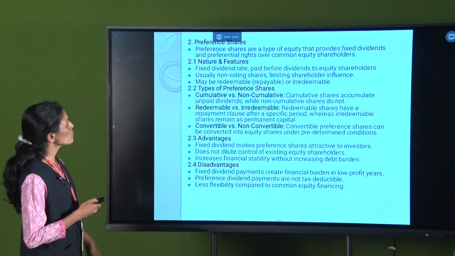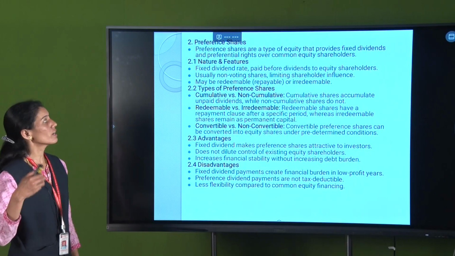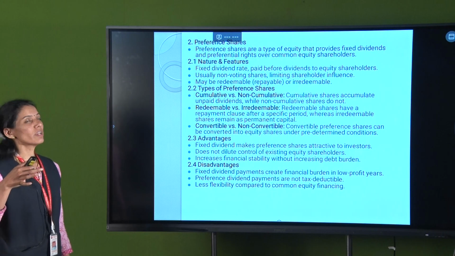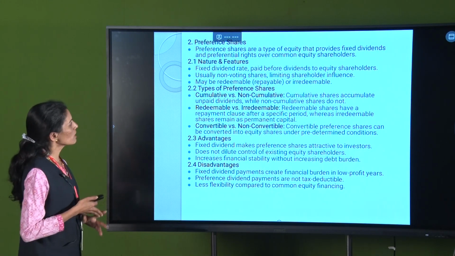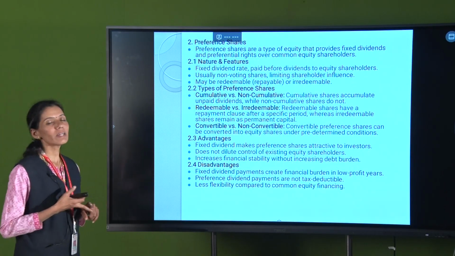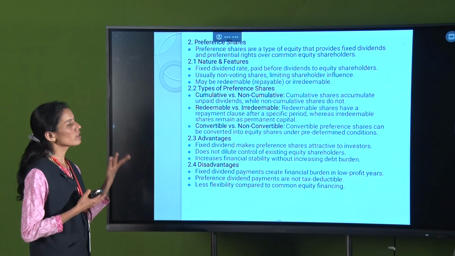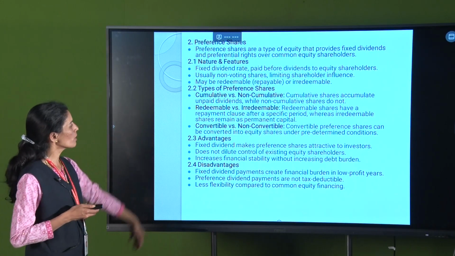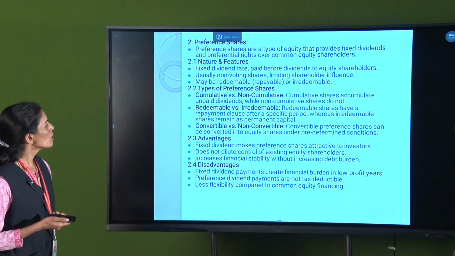So what is meant by preference share? Preference shares are a type of equity that provides fixed dividend and preferential rights over common equity shareholders. Then the nature and features of that share: fixed dividends are given here, non-voting shares, limiting shareholder influence, and may be redeemable or irredeemable. After that, types of preference share: cumulative, non-cumulative, redeemable, irredeemable, convertible and non-convertible preference shares.